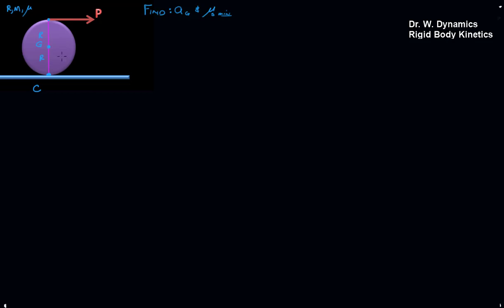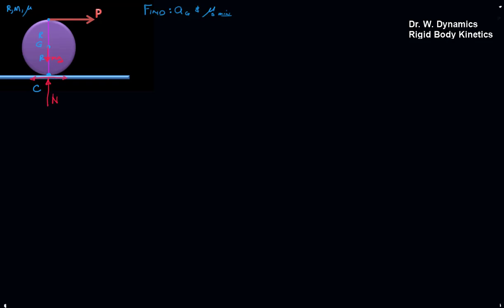So we can start with a free body diagram. We've got P acting at the top. We'd have an mg here. We have a normal down here. And then we have friction.